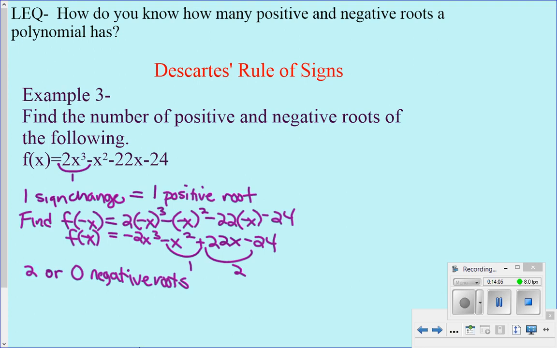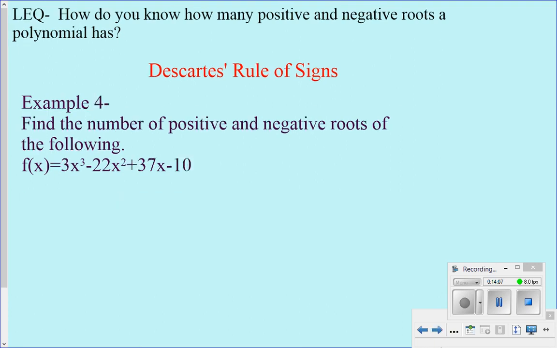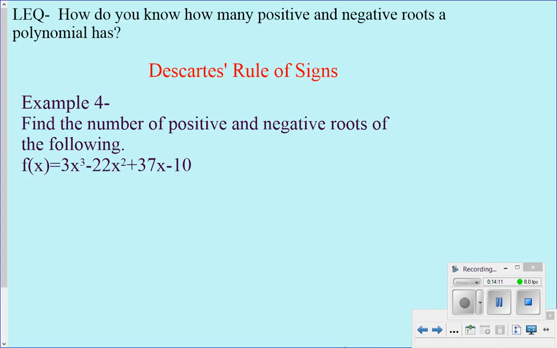Okay, we did one more example here. So you probably want to copy this and pause the video and then try it. So let's first find the number of positive roots. So positive 3 to negative 22, that's 1. Negative 22 to positive 37, that's 2. And positive 37 to negative 10, that's 3. So that means either 3 or 1 positive root.